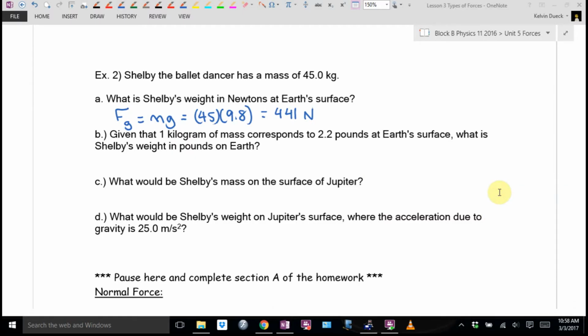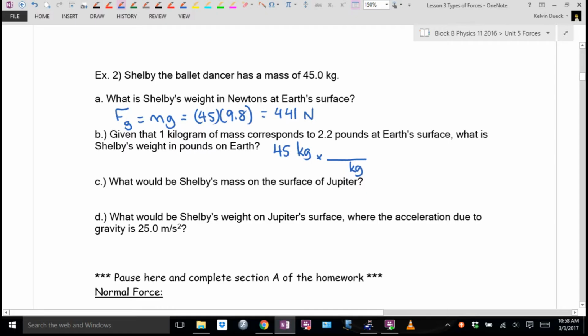Given that 1 kilogram of mass corresponds to 2.2 pounds at Earth's surface, what's Shelby's weight in pounds? Hey, this is a job for a unit conversion. How do we do a unit conversion? We always start out with what they gave me. 45 kilograms. I want kilograms to cancel.